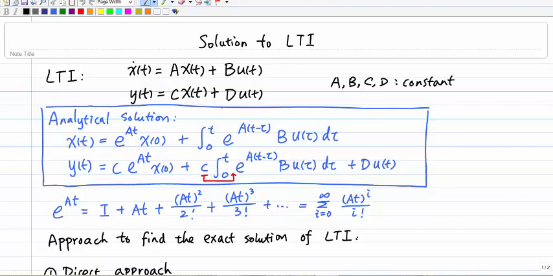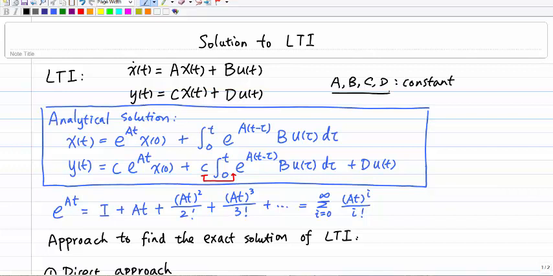For a linear time invariant system, we assume that A, B, C, and D, those four matrices, are constant. They do not change over time. If A, B, C, D change over time, we call this a linear time varying system. We'll talk about that solution in the next video.